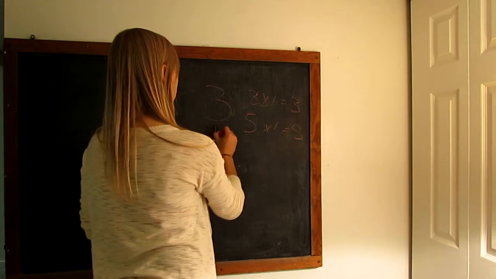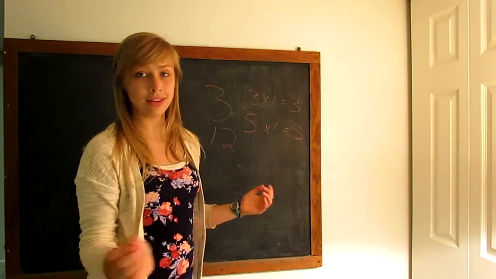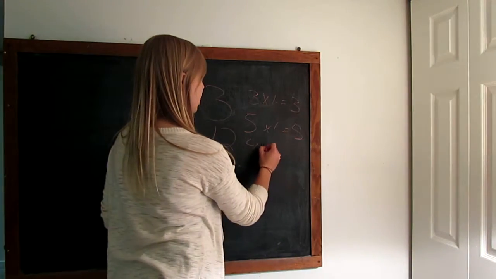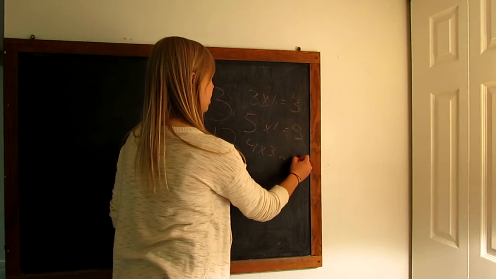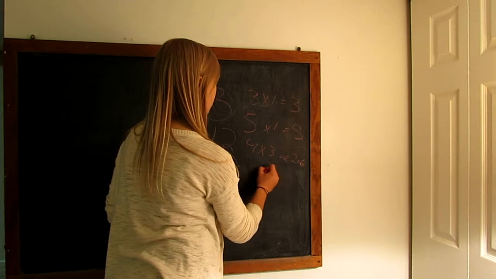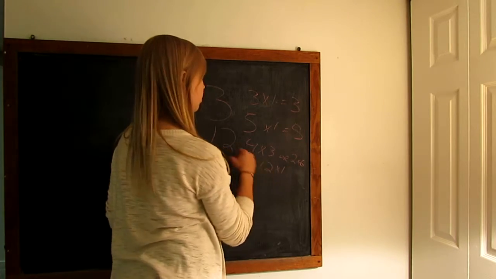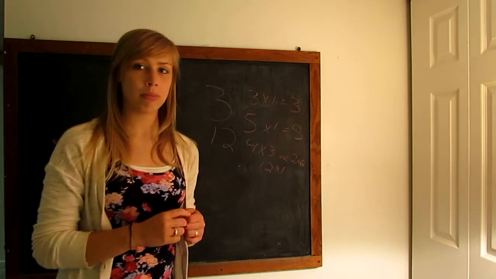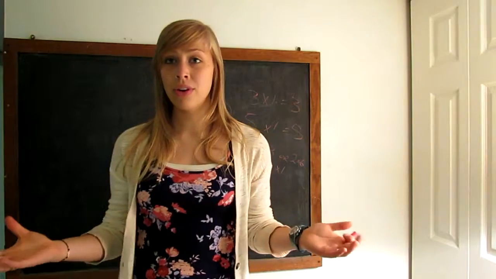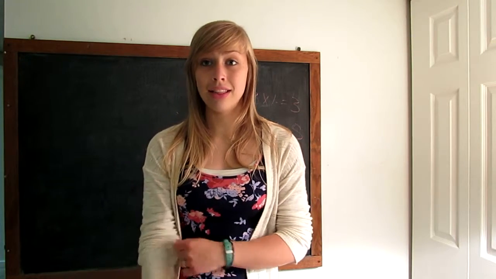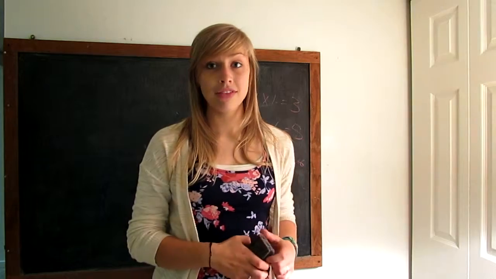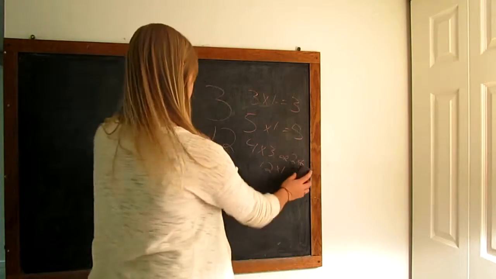But 12 would be a composite number because you can say 4 times 3, or 2 times 6, or you could even say 12 times 1. All these equal 12, so that would be a composite number. So now that you know the difference between a composite number and a prime number, we can get started on learning how to take a composite number and find the prime factors of that number.